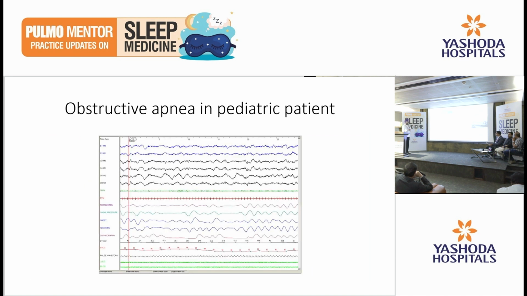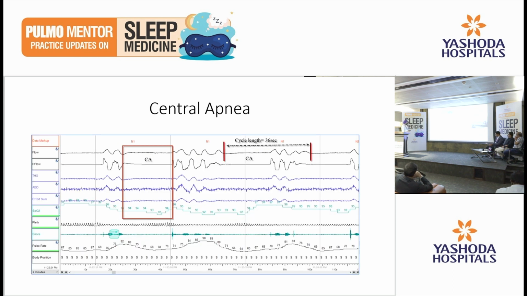Obstructive apnea in pediatric patients has a slightly different definition. In pediatric patients less than 18 years of age, we do not have a 10-second duration for apnea. What we need is 2 missed breaths, and if effort is present, we will call it obstructive apnea. Central apnea in adults is defined as a drop in amplitude of 90% lasting for 10 seconds or more. That will be apnea. And if respiratory effort is absent, then we call it central apnea.